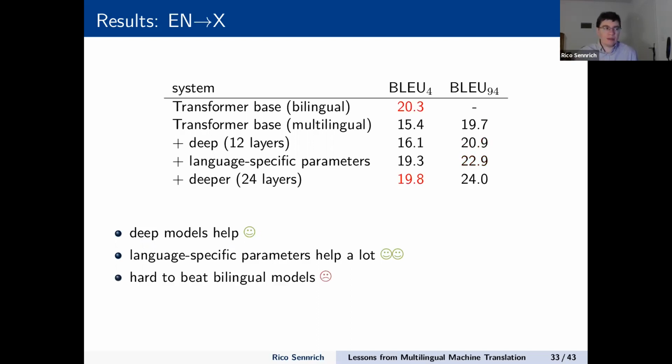But there's also some bad news, because the bilingual models, at least on these 4 languages where we tested this, it still wasn't able to match the quality of the multilingual model. The multilingual model wasn't able to catch the quality of the bilingual model. And we could also, of course, make the bilingual model deeper and better, and then the difference would be even larger.